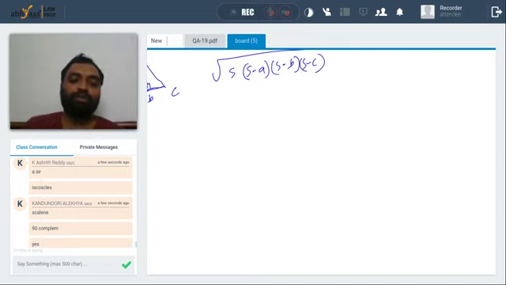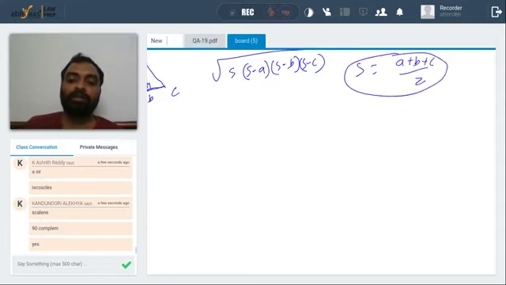Clear? Understood? So what is S? S is semi-perimeter. Semi-perimeter means A plus B plus C, all sides of the triangle, divided by 2. That is what semi-perimeter is. Okay? Area is under root S into S minus A into S minus B into S minus C, if I know all the sides of the triangle.